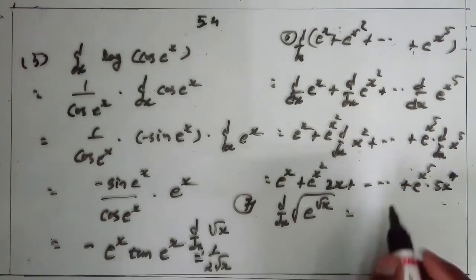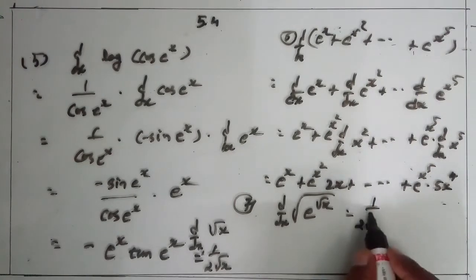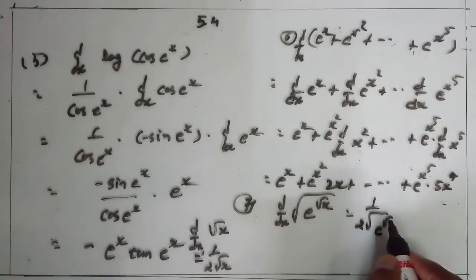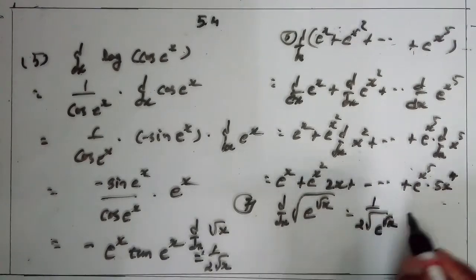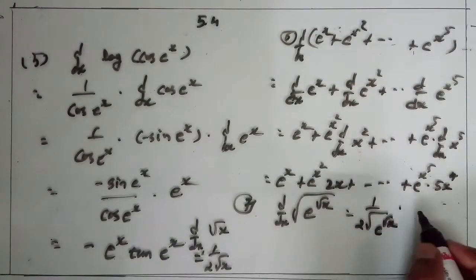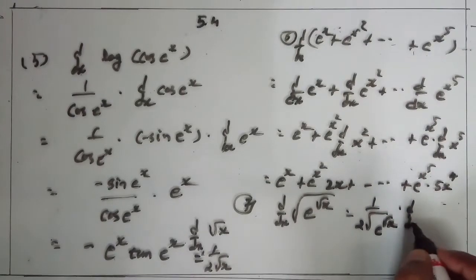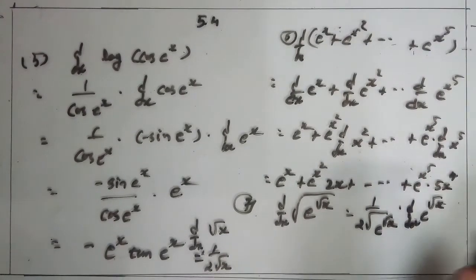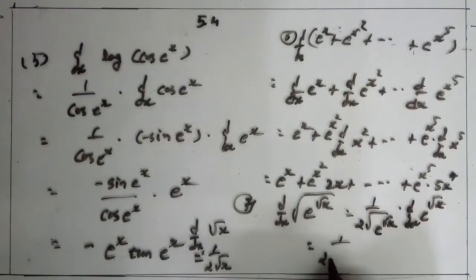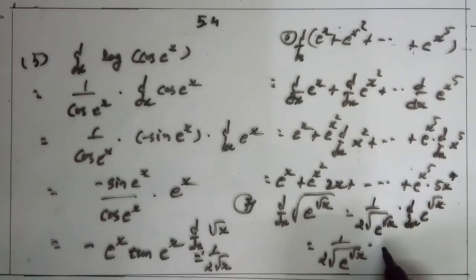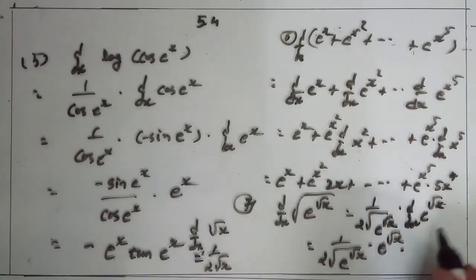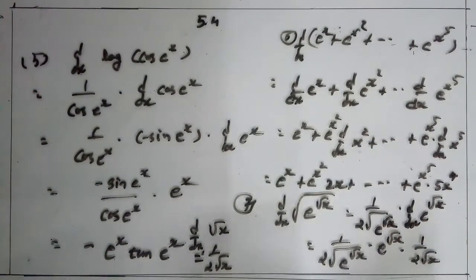Similarly, the derivative of this root is 1 upon 2 root of the same e^(root of x). Clear? Into the derivative of e^(root of x). So it is 1 upon 2 root e^(root of x) into the derivative of e^(root of x), which is e^(root of x) into the derivative of root of x, which is 1 upon 2 root x into the derivative of x, which is 1. So the answer is this.